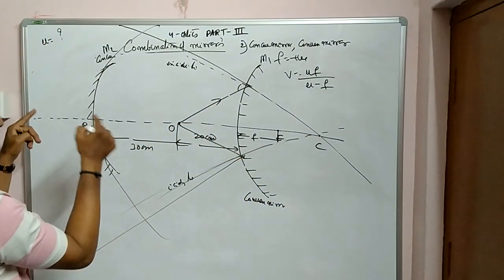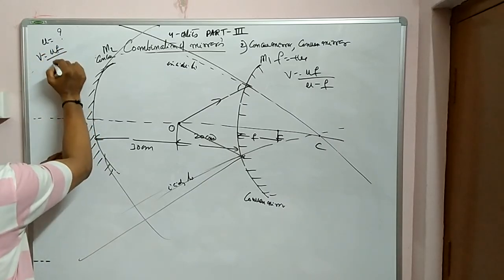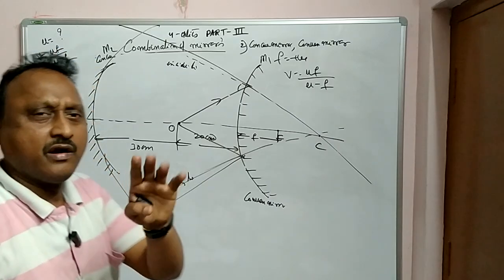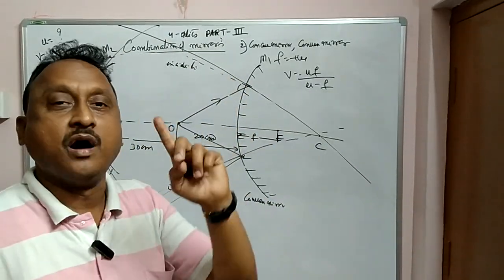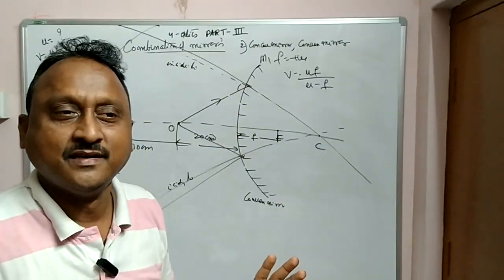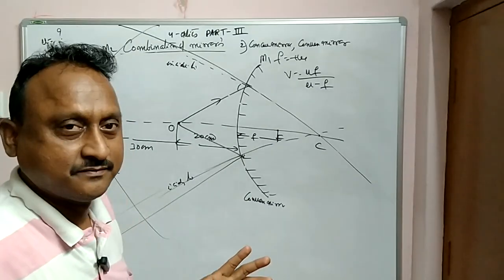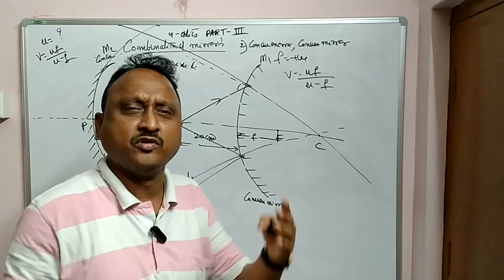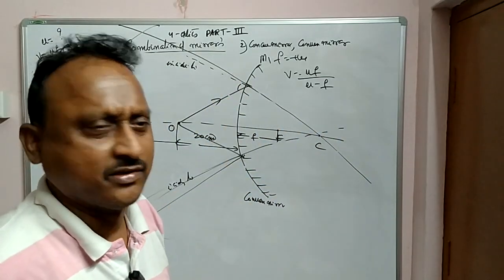Object distance. And again you have to calculate V for this one, UF by U minus F. See, I am not giving any values for time factor. I am explaining how the combination of mirrors takes place: plane versus concave, concave versus convex. In your book you will have so many numericals. You can take the values, put them in, and finally you can calculate.